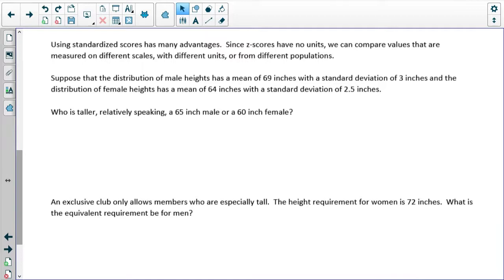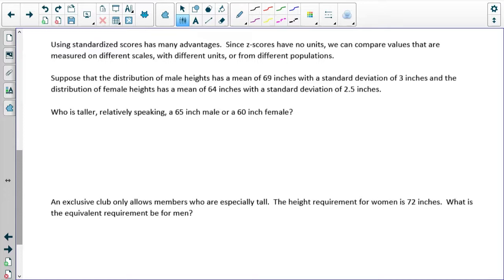So let's say male heights have a mean of 69 inches and a standard deviation of 3, and female heights have a mean of 64 and a standard deviation of 2.5. Who's taller, relatively speaking? A 65-inch male or a 60-inch female? Now notice that they are both shorter than average, so we should get negative z-scores because we're having people that are less than the mean, so it's going to be a certain number of standard deviations below the mean.